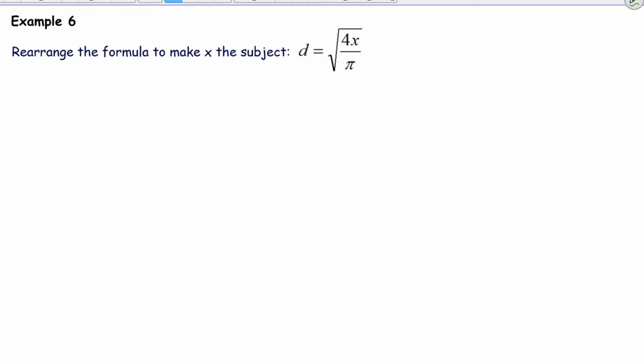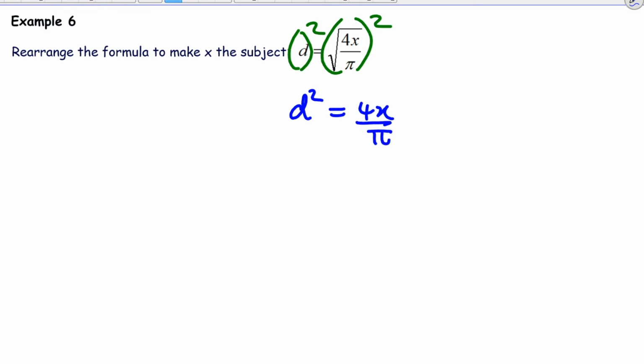Example 6, rearrange the formula to make x the subject. Now, the first step is we need to get rid of the square root by squaring each side. So what we shall end up with is d squared is equal to 4x over pi. The opposite of dividing by pi is multiplying by pi, so we multiply each side by pi. Pi divided by pi is 1. So we are left with a simpler equation. We are left with pi d squared is equal to 4x.